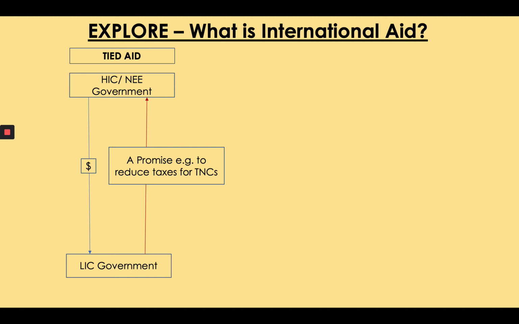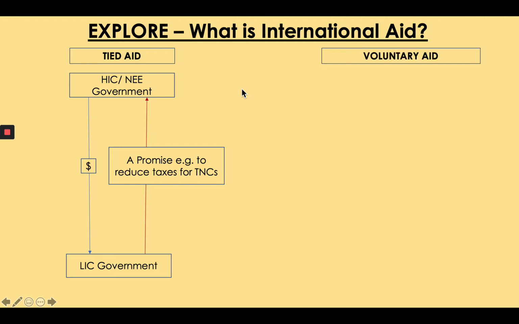LIC, we've noticed that you have lots of natural resources underground, for example, oil. Our TNCs, our big companies like British Petroleum, BP or Shell, want to drill for oil in your country so that they can sell it and make money. Here's what we'd like you to do in return. We'd like you to reduce the taxes that our TNCs have to pay to you if they come and work in your country. That way, they will make more of a profit and we will help you. That is an example of tied aid.